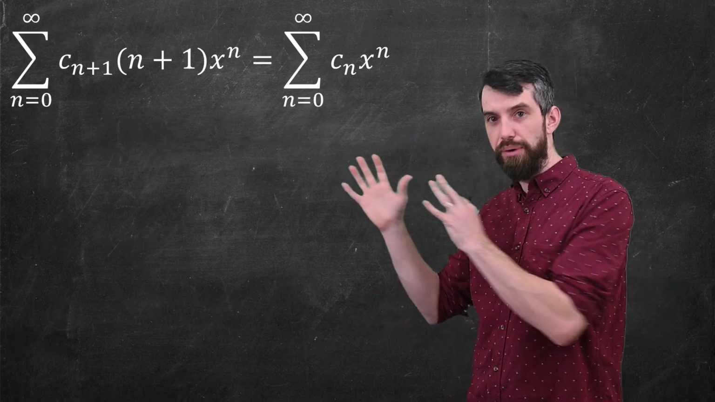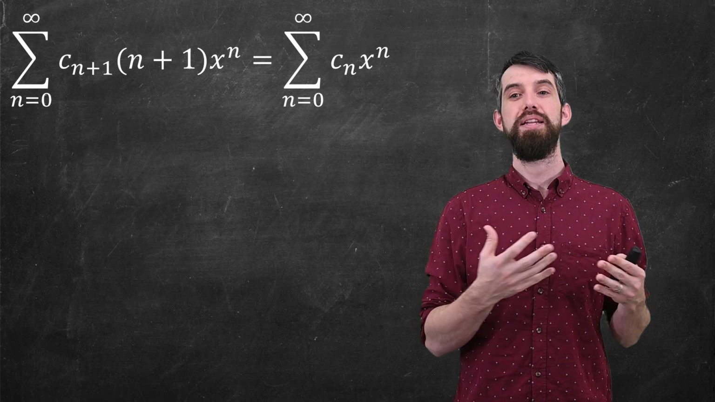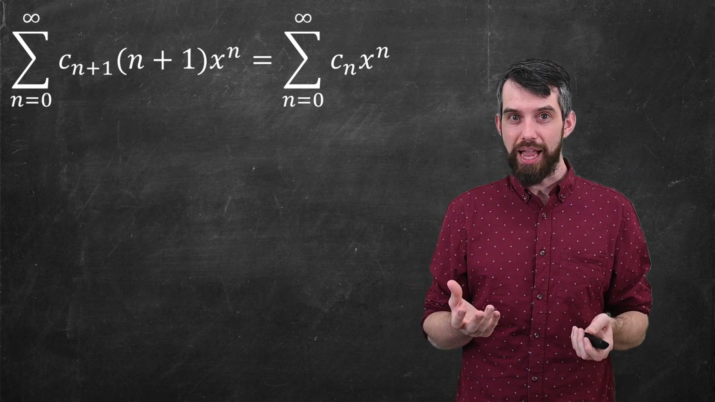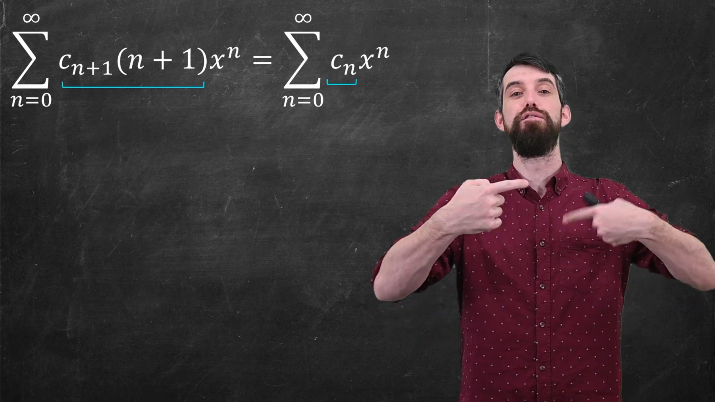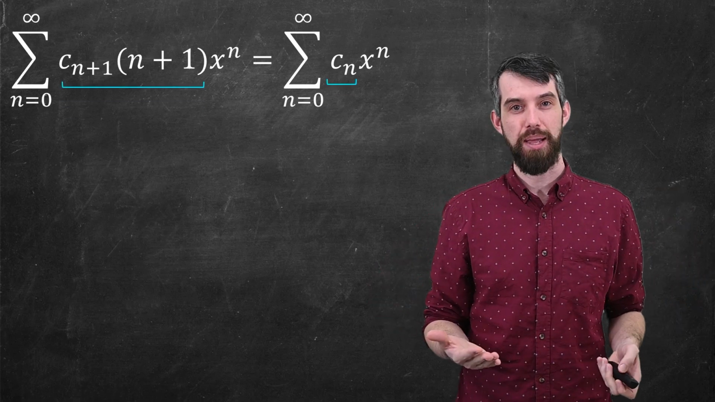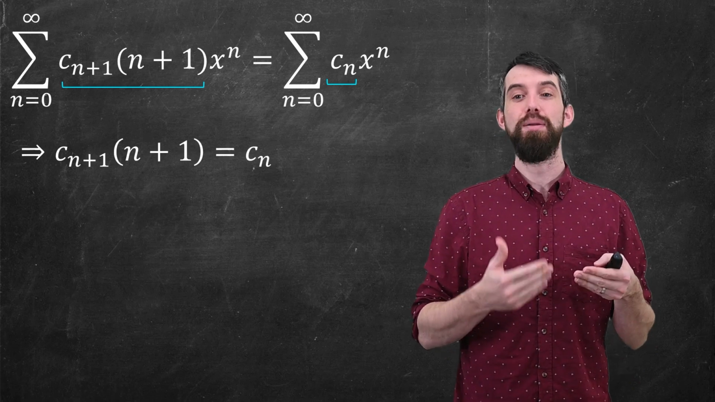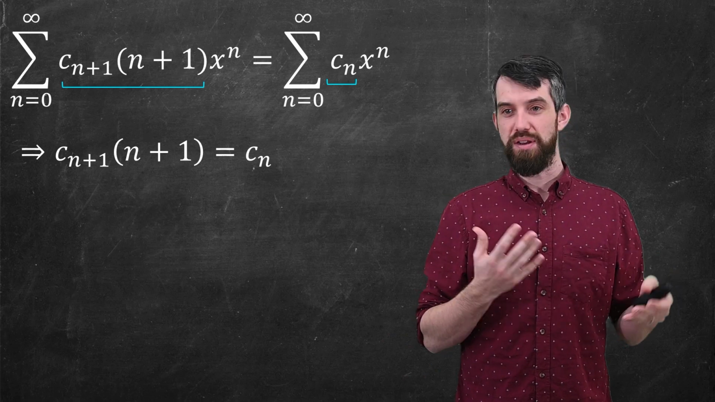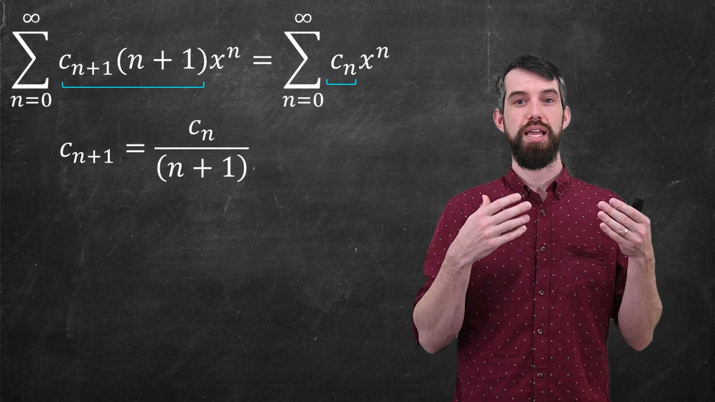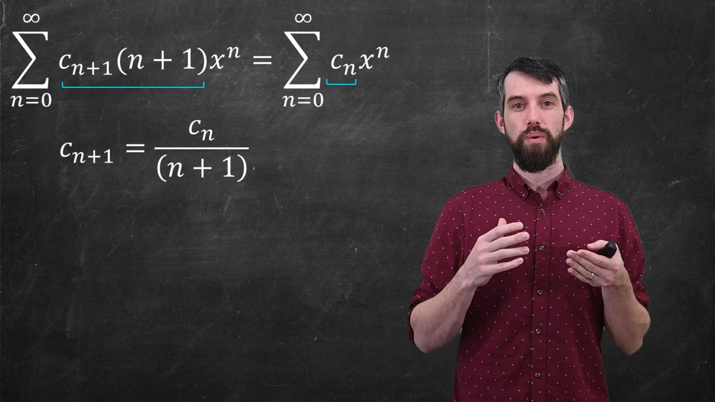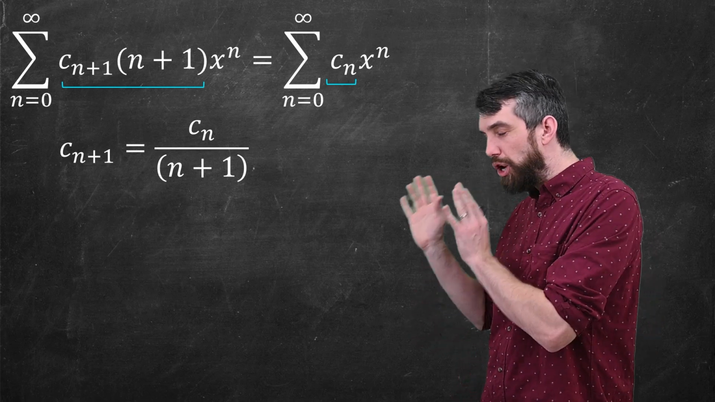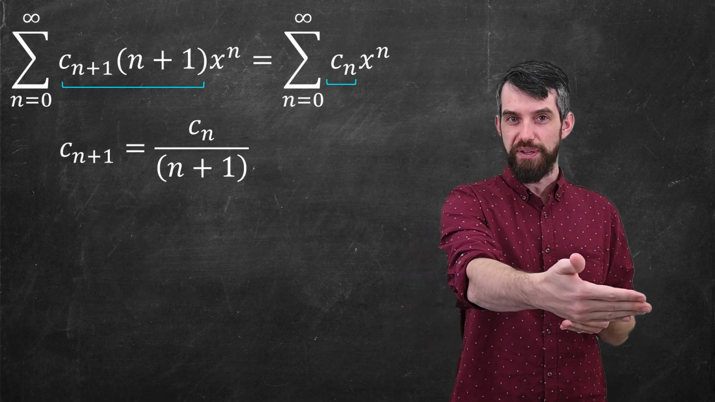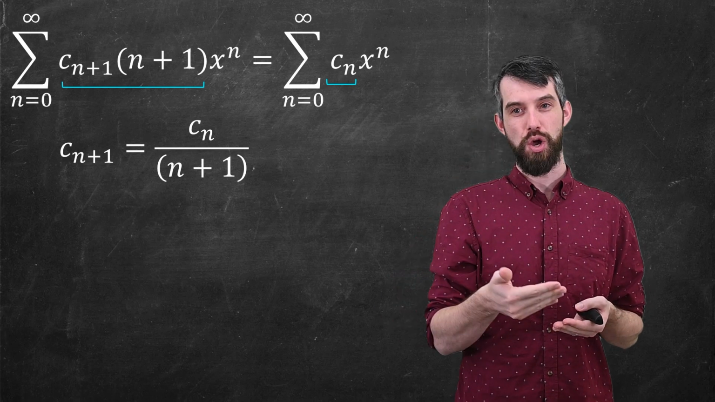Okay, so clearing some space, I'm now going to use the identity theorem. It says that if I have x to the n on both sides, then if I look at those coefficients, the things in front of the x to the n, they must be the same. And this gives me the equation that c_{n+1} times (n+1) has to be equal to c_n. It is often convenient to rearrange this equation and say that c_{n+1} is c_n over n+1. What I have here is something called a recurrence relation. It tells me what the (n+1)th coefficient is in terms of the nth coefficient.